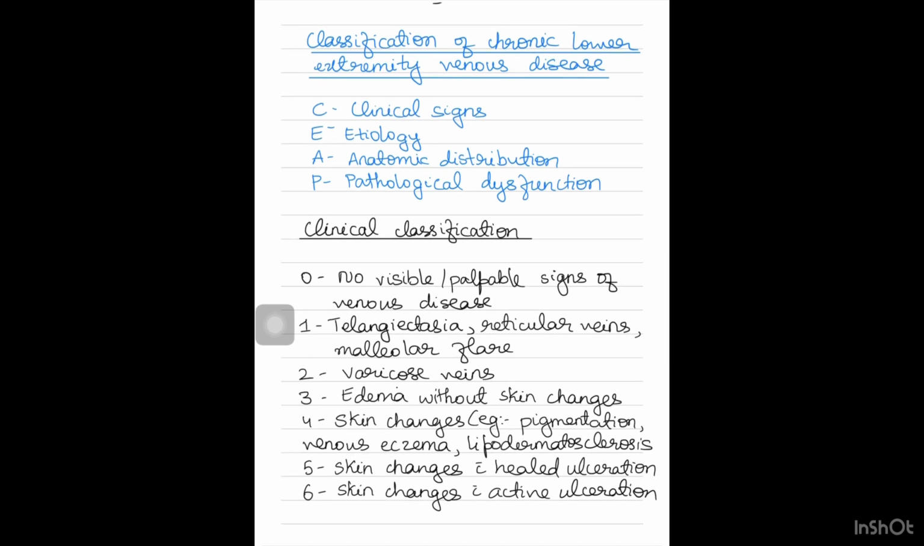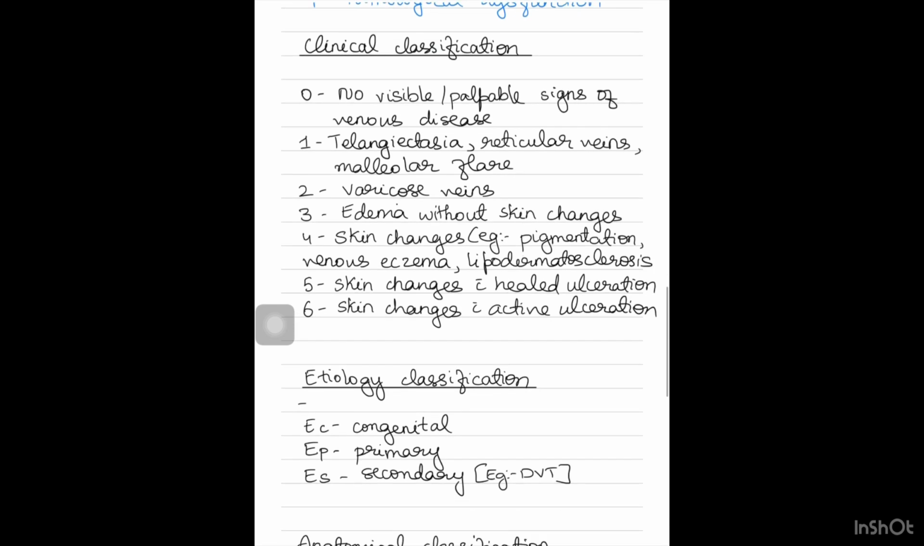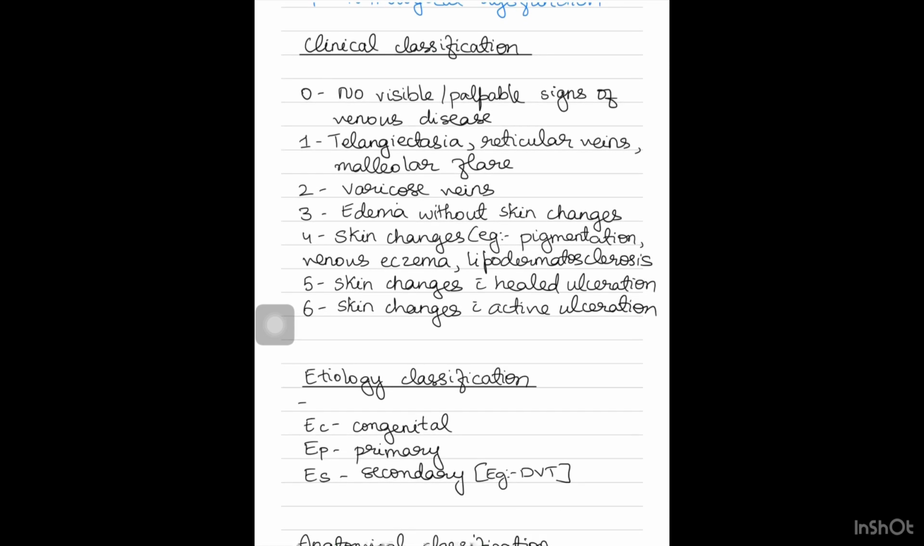So the next is, how do you classify this varicose vein? Mainly we use the CEAP classification. C stands for clinical signs, E is for the etiology, A is the anatomic distribution, and P is the pathophysiological dysfunction. So the clinical classification ranges from 0 to 6. First is 0, which means there is no visible or palpable signs of venous disease. 1 is a mild disease where it has only telangiectasia, reticular veins or malleolar flare.